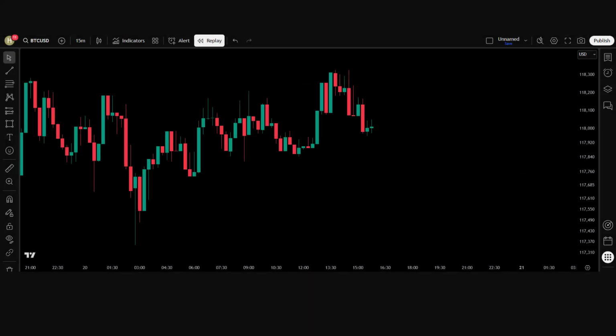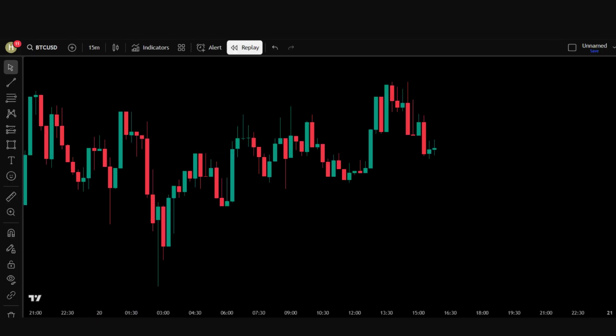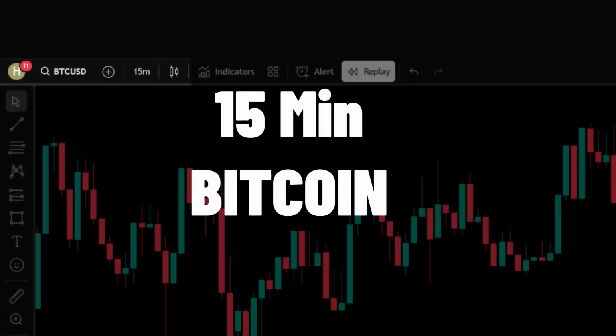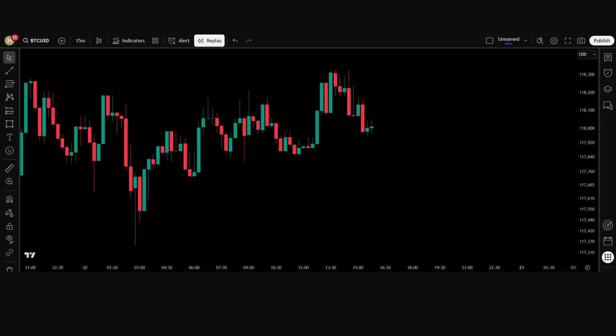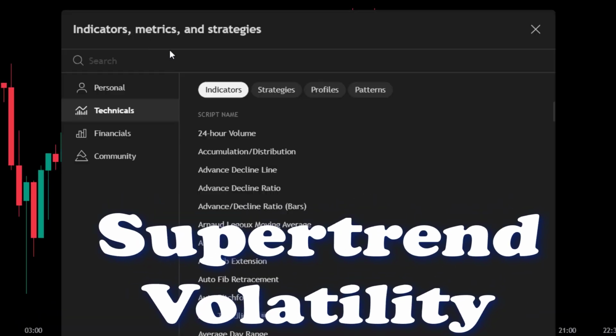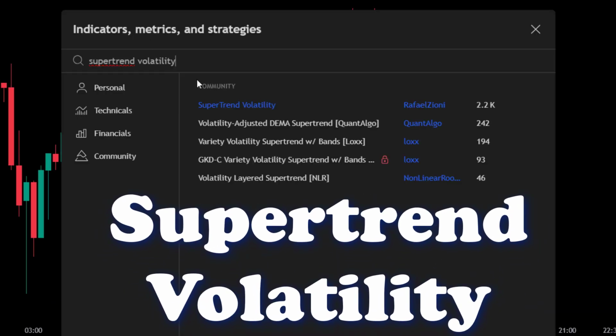So first you want to open a clean chart in TradingView. We are going to test this strategy on the 15-minute time frame in the Bitcoin chart. Now let's add the indicator to the chart. First indicator name is SuperTrend volatility.